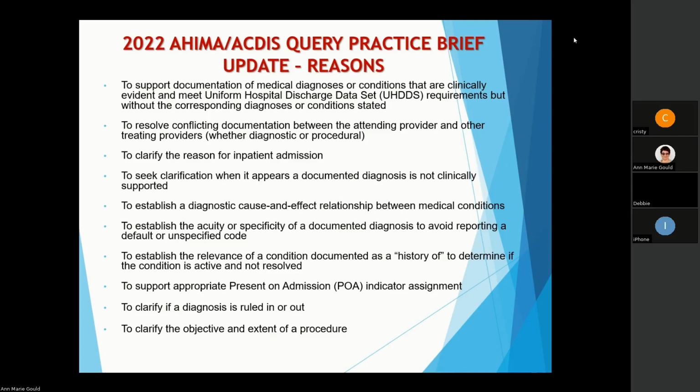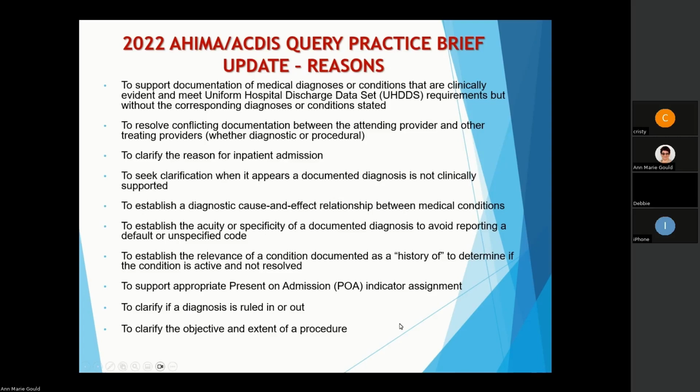Establish the relevance of a condition documented as history of, to determine whether the condition is active or not resolved. To support appropriate POA indicator assignment. Clarify if a diagnosis is ruled in or out, and clarify the objective and extent of a procedure. And that's really important too. Sometimes we may have to send queries on surgeries to the surgeon who performed the procedure.